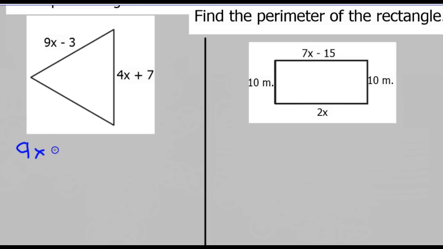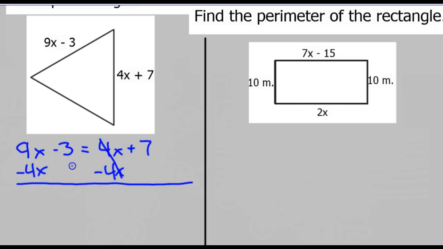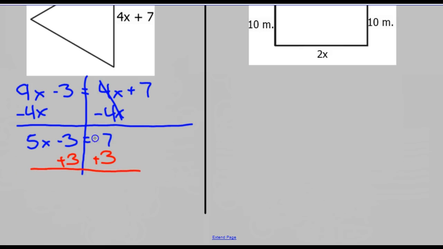So we have 9x minus 3 equals 4x plus 7. I have more positive x's over here with 9 and less over here with 4. So I'm going to move over the 4 x's. So 9x minus 4x gives us 5x minus 3 equals 7. Now we're trying to get x by itself, so we need to add 3. And 5x equals 10. Divide by 5. And x equals 10 divided by 5, which is 2.